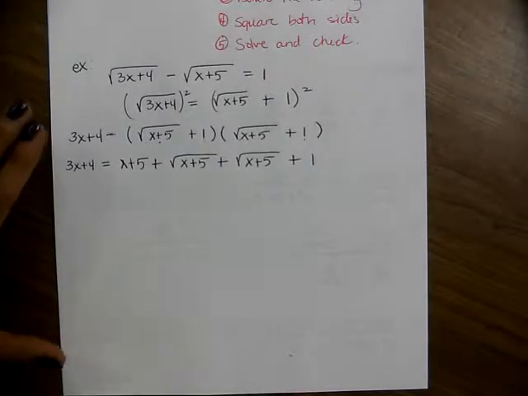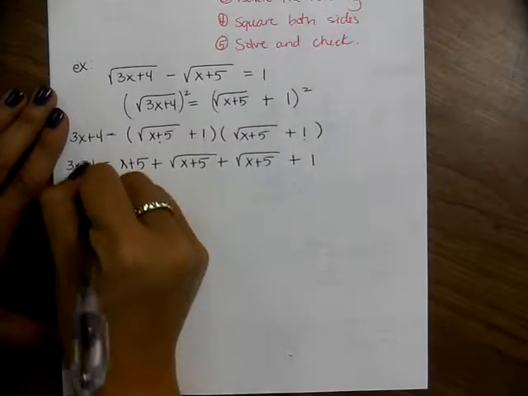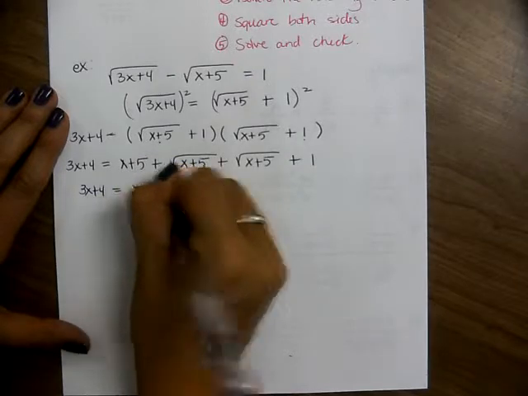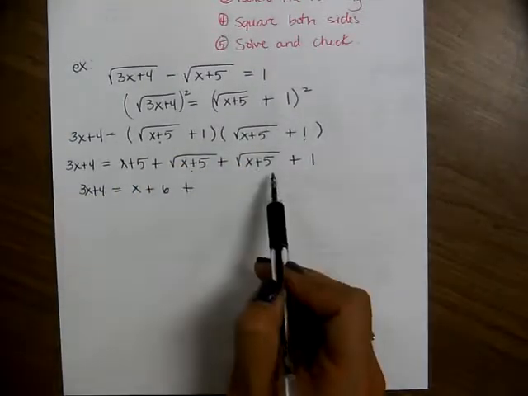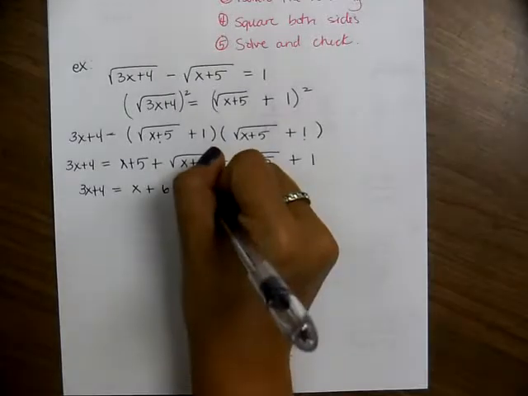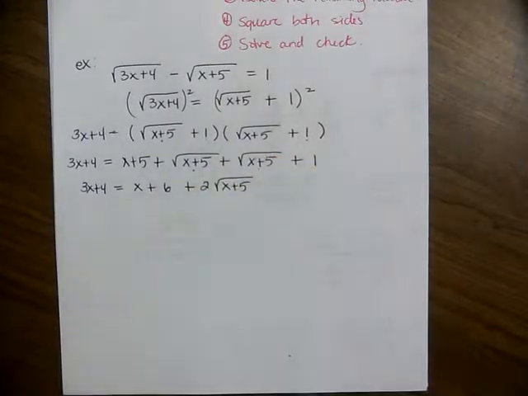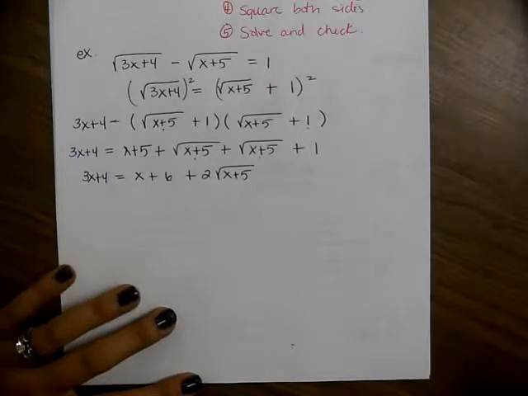Okay, once I'm there, I'm ready to combine like terms. So I'm going to get 3x plus 4 equals x plus 6 plus, now this is like saying the same exact term, right? They both have a coefficient of 1 in front of them. So when I add those together, I get 2 times the square root of x plus 5. Everyone understand that?